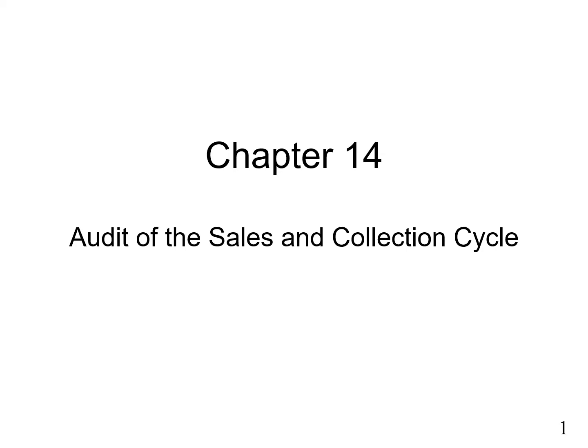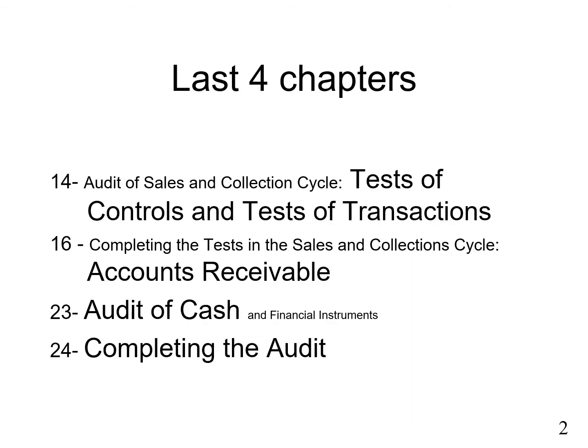Good morning. Today we're going to start chapter 14, audit of the sales and collection cycle. The last four chapters that we're going to cover this quarter are chapter 14, 16, 23, and 24. Test of controls and test of transactions over the sales and collection cycle. Then we're going to audit accounts receivable, then audit cash, and finally we're going to wrap up the audit.